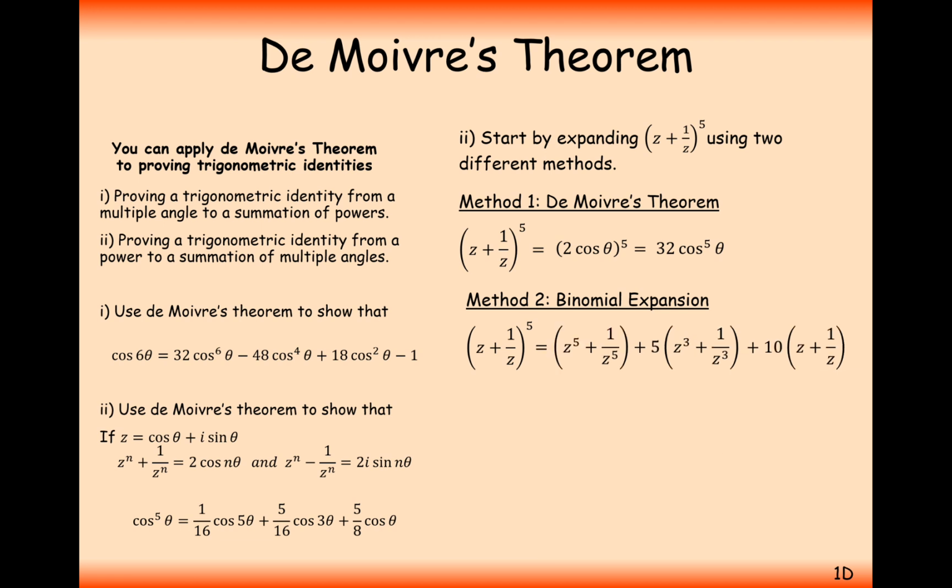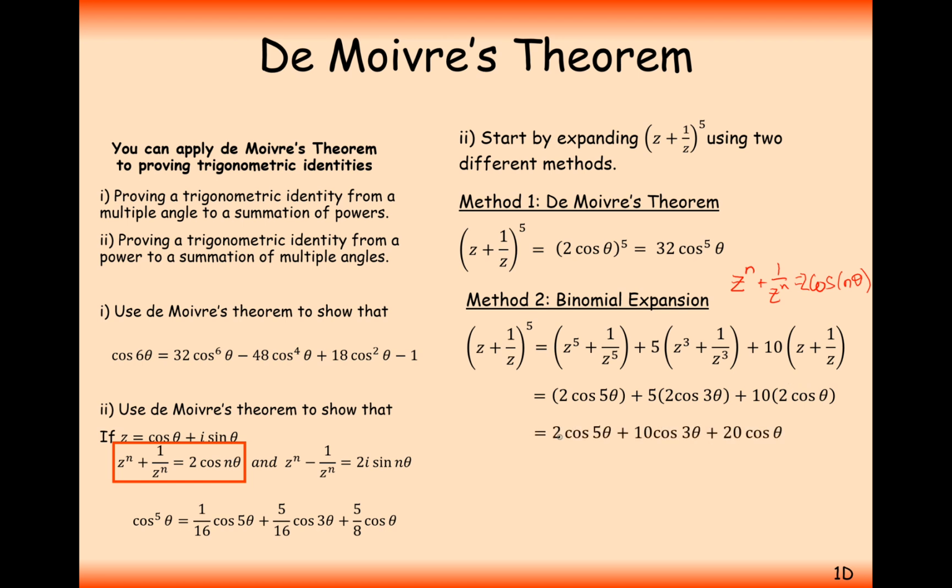So, moving on with this then, I can now simplify what's in each of these brackets using the rule of z to the n plus 1 over z to the n equals 2 cos n theta. In fact, it's down there. So we're going to have 2 cos 5 theta plus 5 lots of 2 cos 3 theta plus 10 lots of 2 cos theta. The 5 here is the value of n, in this one here it's 3 that's the value of n, and in this one down the bottom it's 1 that's the value of n.